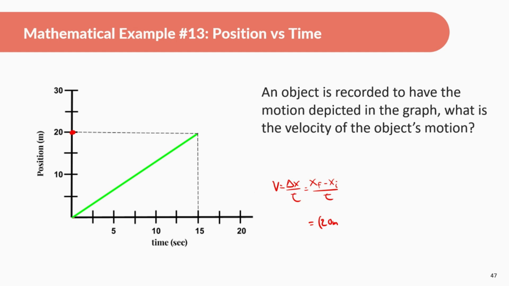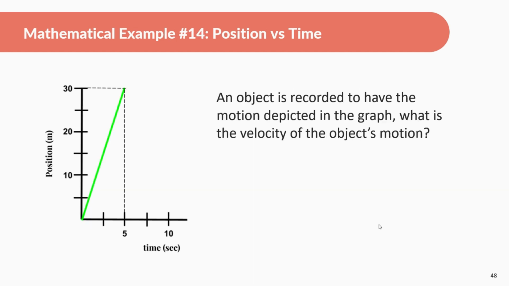And it's starting at this 0 meter mark. So I'm going to put 0. And what about the time? Well, it's ending at this 15-second mark. And it's starting at this 0-second mark. Oops. Not the best handwriting here, but I hope you understand. 20 divided by 15. And we get 1.33 meters per second. Okay. Hope that makes sense.